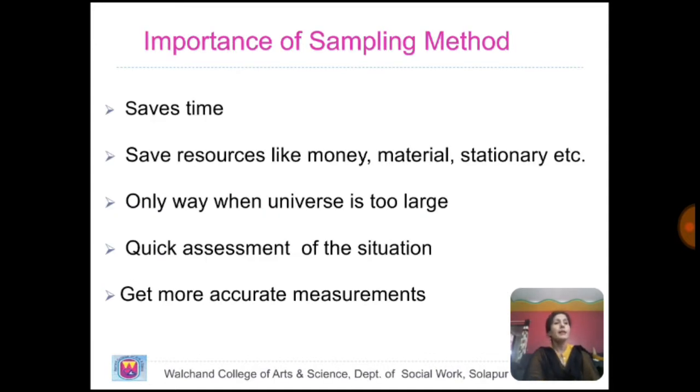Now let us discuss what are the importance of sampling method. It saves time. It requires minimal resources like money, material, stationery, etc. It is the only way when universe is too large. It facilitates the quick assessment of the situation. It helps to get more accurate measurements. That means the results obtained from the sample are more precise and correct as compared to the results from study of whole group, that is by census method.